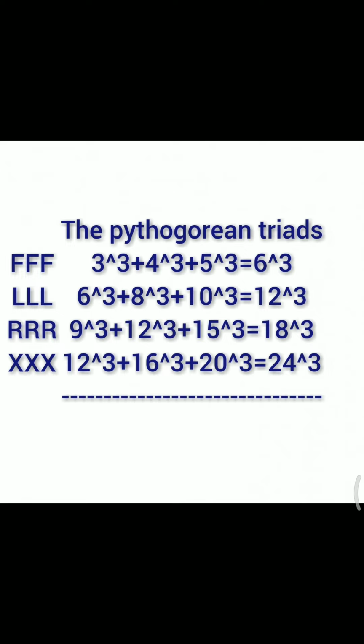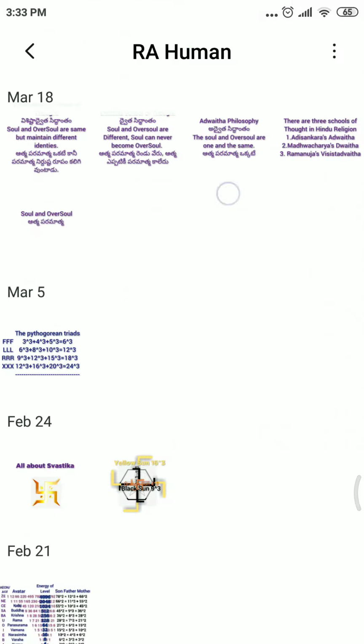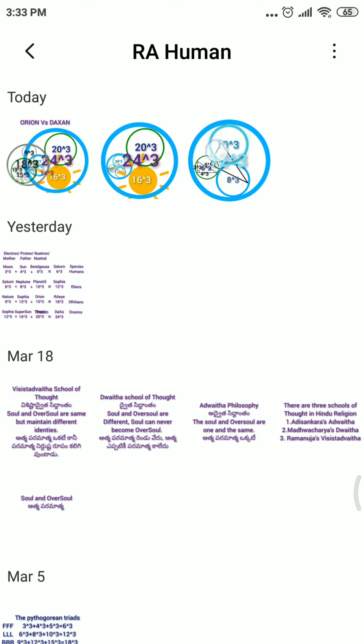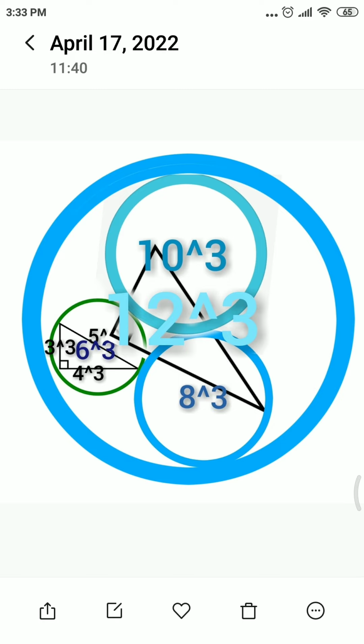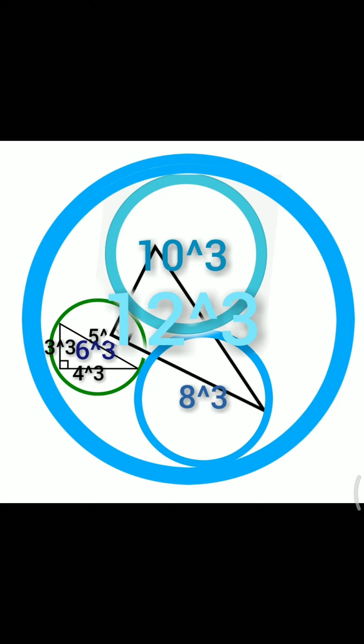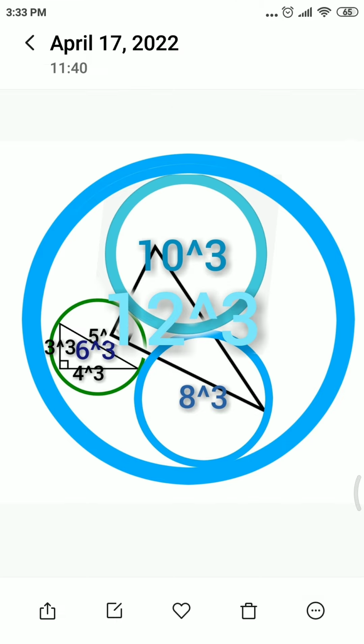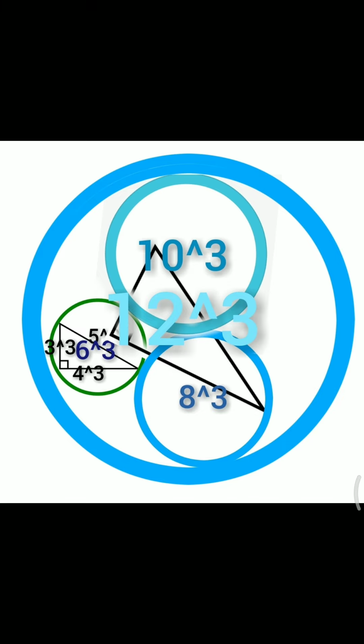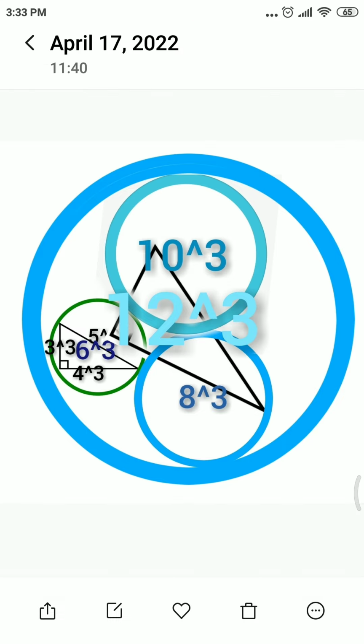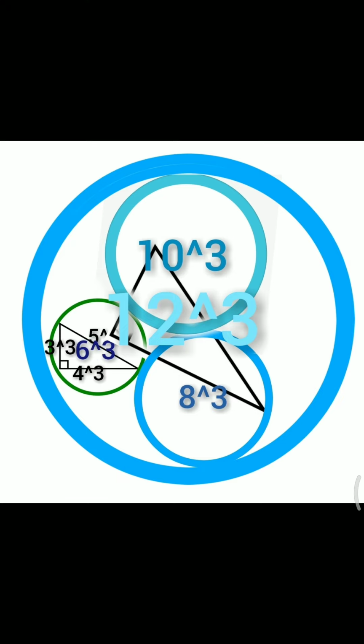So I felt like coming up with a geometric interpretation for the same. So here 3 cube, 4 cube, 5 cube, this equilateral triangle, in fact that of cubes. Pythagorean theorem is about squares, 3 square, 4 square giving rise to 5 square, but I extended Pythagorean theorem to third power. So 3 cube plus 4 cube plus 5 cube give rise to 6 cube here. So far, so good.